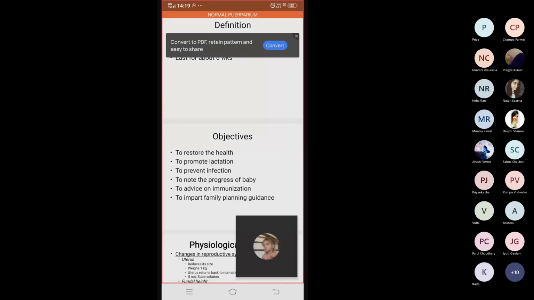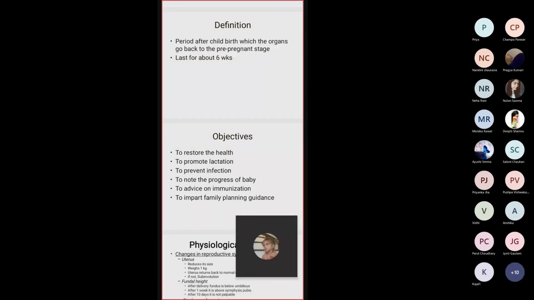So what are the objectives of the normal puerperal time period? The first is to restore the health of the women. Women who underwent pregnancy had so many health issues during that time, like minor disorders, and the woman's body underwent many changes. From that, we have to restore her health back to the normal pre-pregnancy status. So one of our objectives during the puerperal time period is to restore the health of the women. So what is the next one?